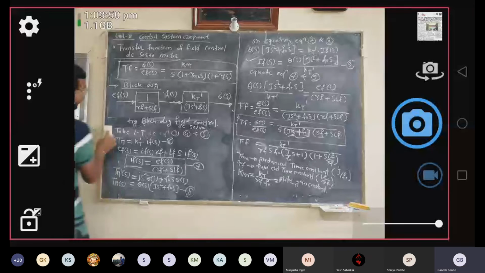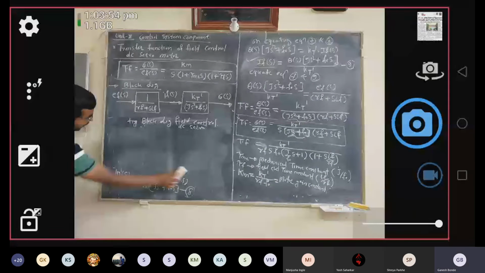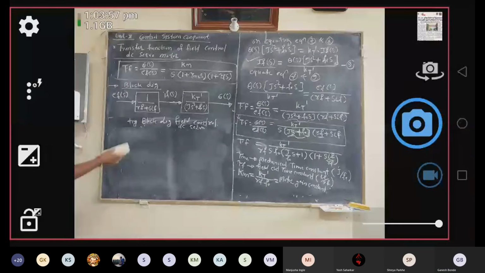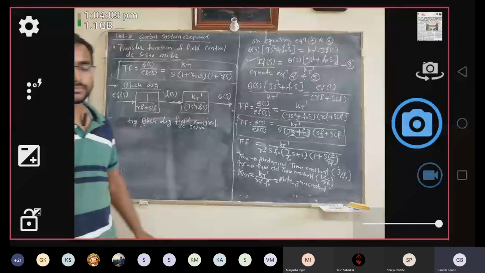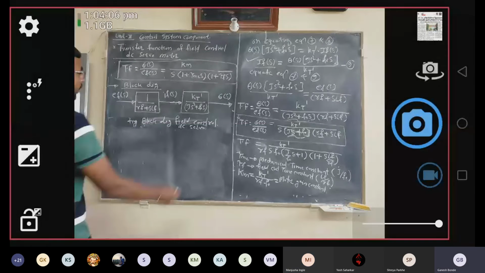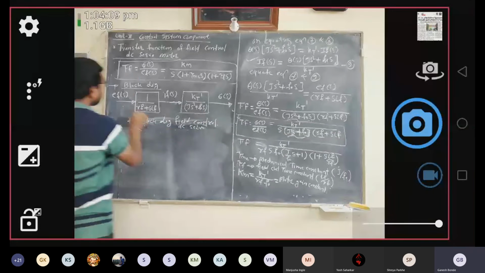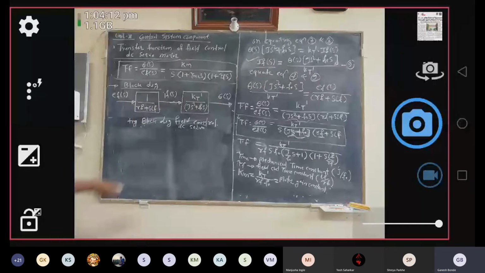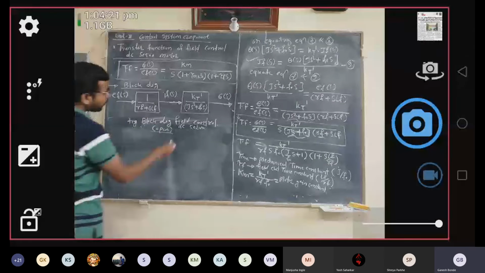It is an open loop type system. Is there a presence of feedback? Feedback present है क्या system में? No, because there is no path from output to the input, or there is no summing point. So therefore there is no presence of feedback. So it is a field control DC servo motor, an example of open loop control system.